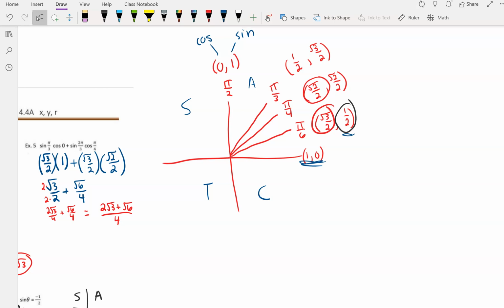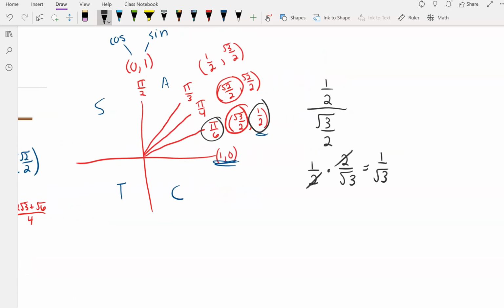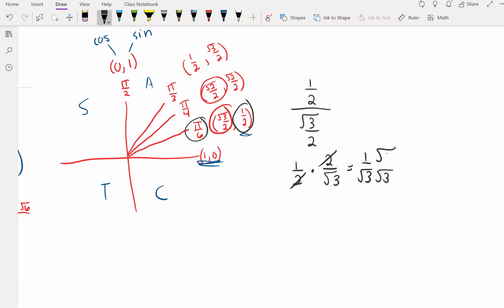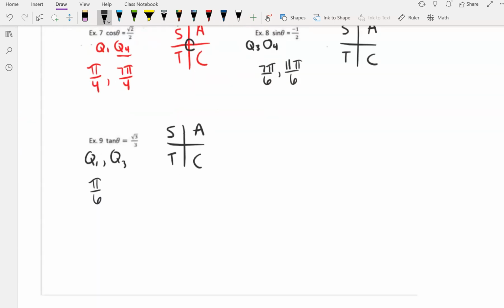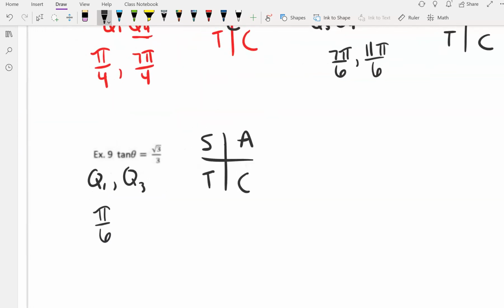Trying to find when tangent is root 3 over 3. Remember, tangent is sine over cosine. So for pi over 6, that would be 1/2 over root 3 over 2. Flip the second fraction and multiply. So 1/2 times 2 over root 3, which gives us 1 over root 3. But I can't have an answer like that, so I need to rationalize the denominator, which is going to give us root 3 over 3. So tangent is root 3 over 3 for the angle pi over 6, which is in quadrant 1. So that's one of our answers.